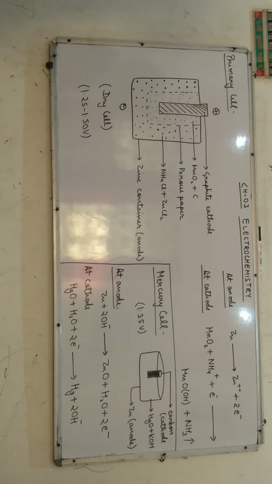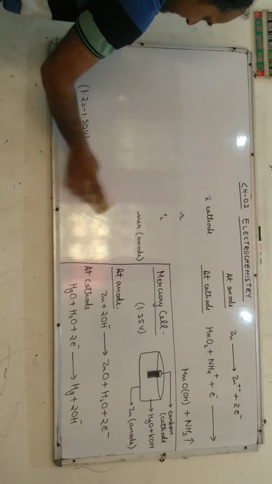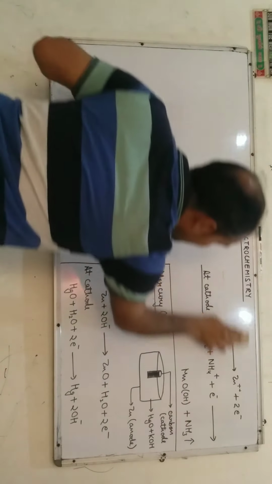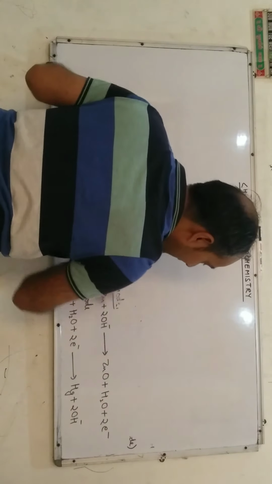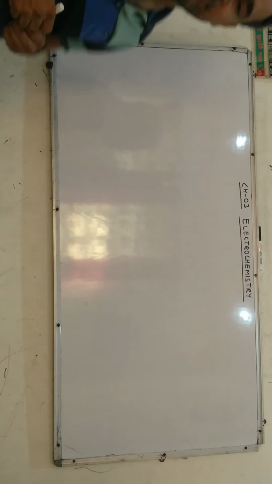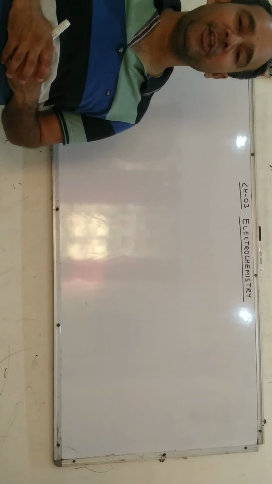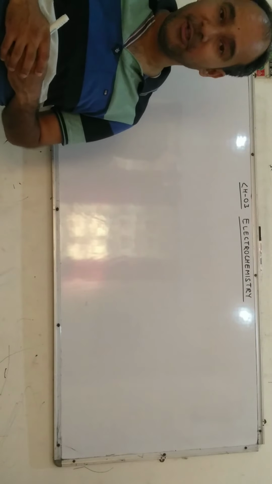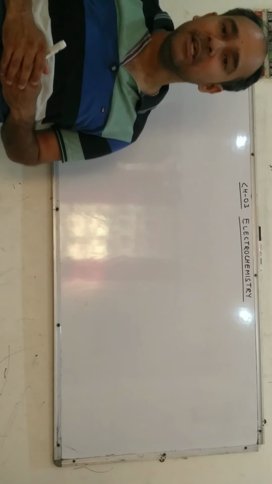Those cells which can be recharged again and again are said to be secondary cells. The best example of secondary cell is lead storage battery and also lithium ion battery used in mobile phones. Now let us consider lead storage battery. Student, in lead storage battery 38% solution of H2SO4 is used as electrolyte.